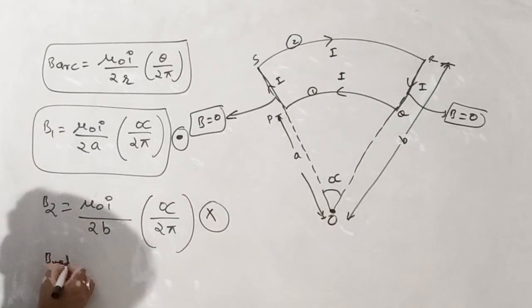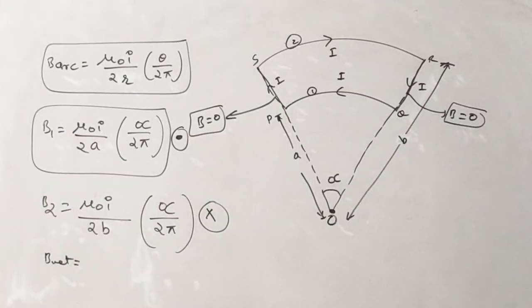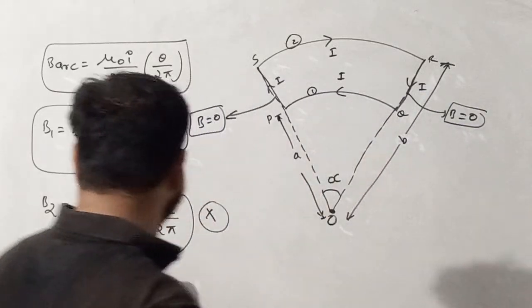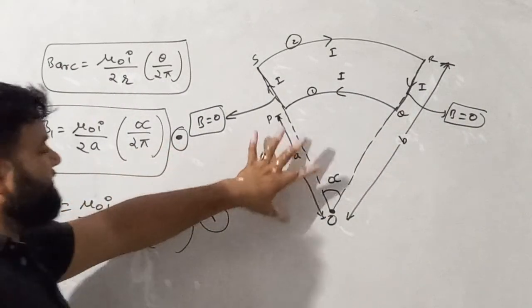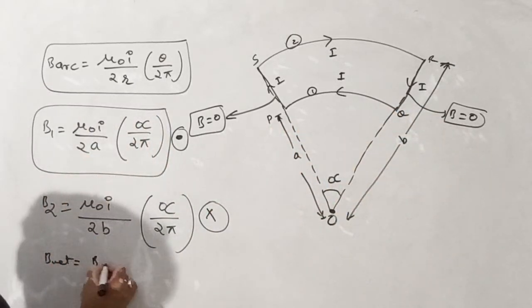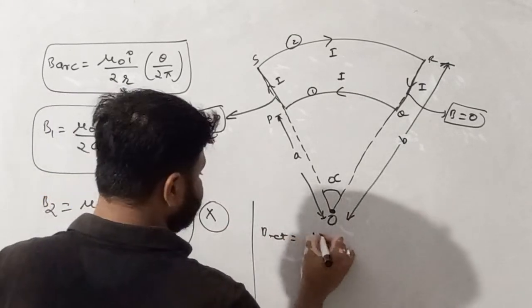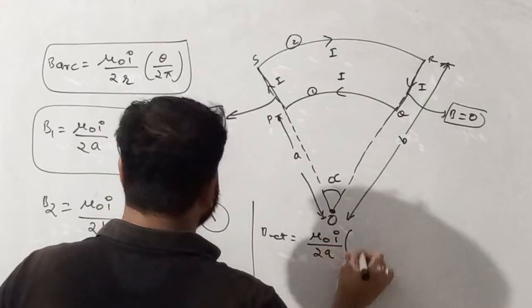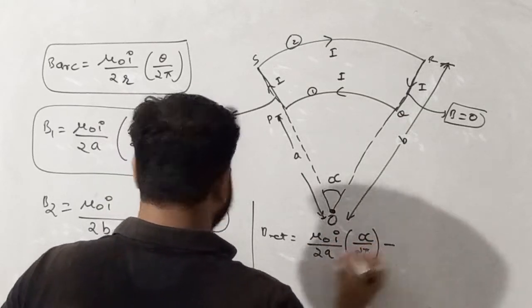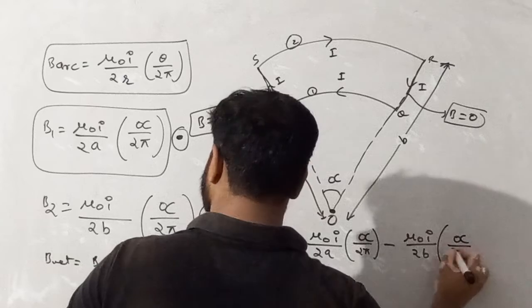So B net is nothing but the bigger magnetic field minus the smaller magnetic field. The bigger magnetic field must be, my dear student, of radius A, because the denominator is less, as A is less compared to B. So bigger minus smaller, so we can write B1 minus B2. So B net becomes equal to mu naught I by 2A, alpha by 2 pi, minus mu naught I by 2B, alpha by 2 pi.